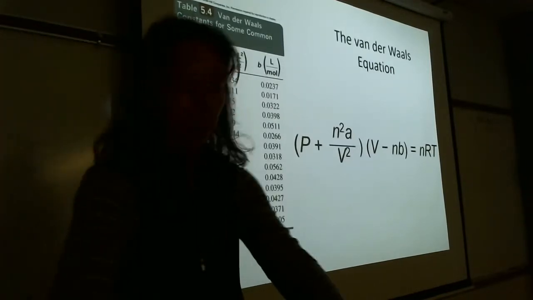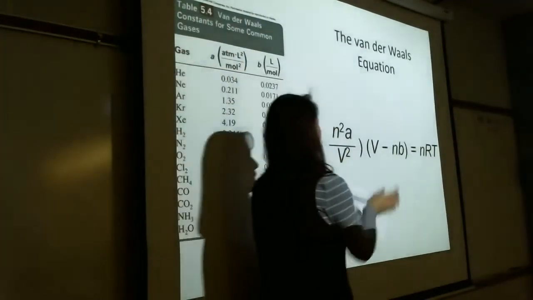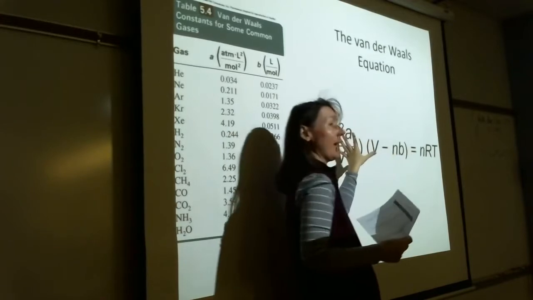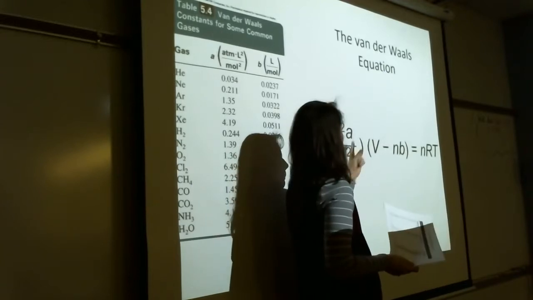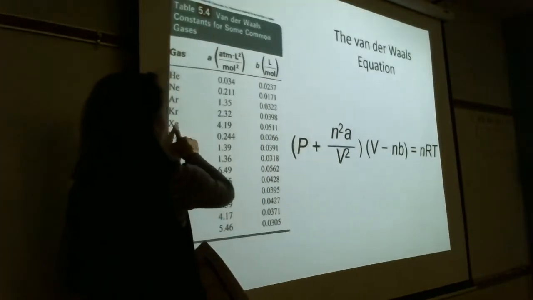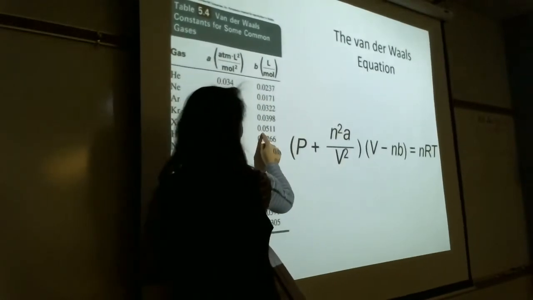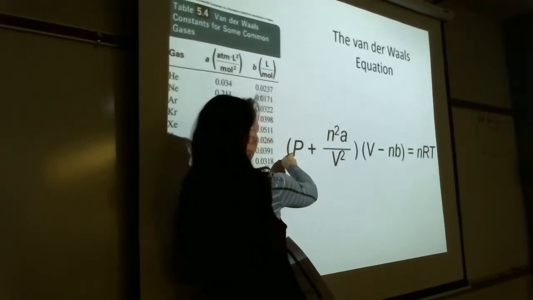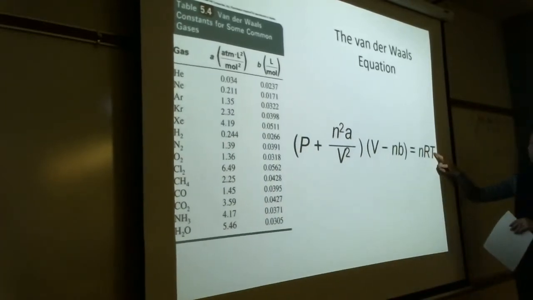Okay, now this handout that I gave you, here are the van der Waals constants. So each gas is going to have its own a and b value. Okay, so these a and b values are corrections to factor in the intermolecular forces and all that great stuff that I just mentioned. So a and b are unique to each gas. So for instance, if we're doing it for xenon, a is 4.19, that goes in right here, and b is 0.0511, goes in right there. n is still number of moles, P is still pressure in atmospheres, V is still volume in liters, R is still the gas constant, and T is still Kelvin temperature.